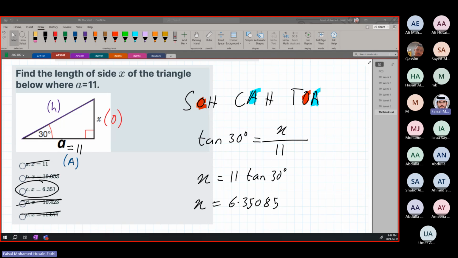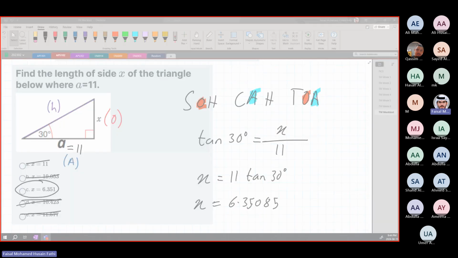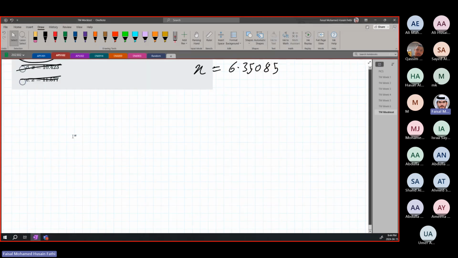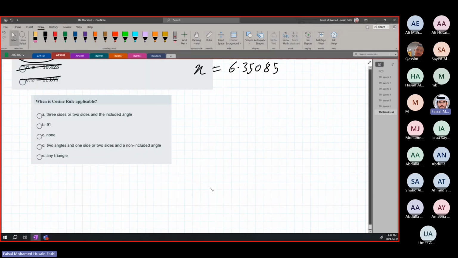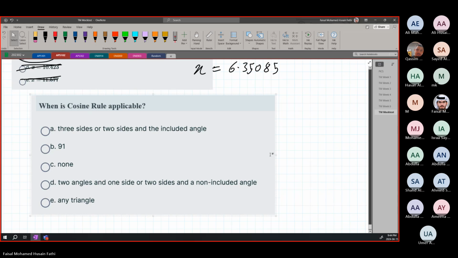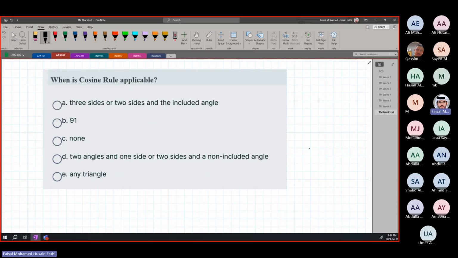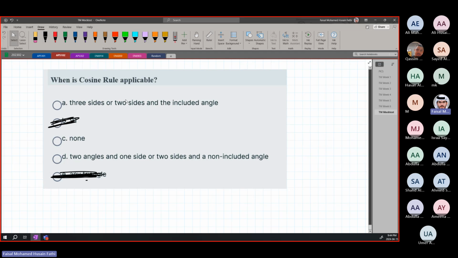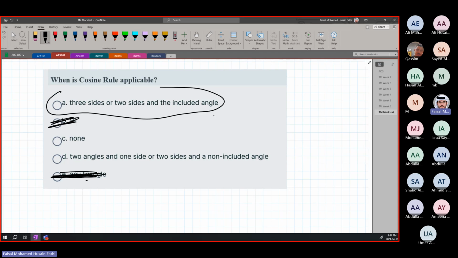When is cosine rule applicable? Again, we've already discussed this, but let's look at it again. So when is cosine rule applicable? First of all, not a number, not none, and not any triangle. Definitely not any triangle, and definitely it's not just a number. But do we use it when we have 3 sides or 2 sides and the included angle? Yes, this is our answer.